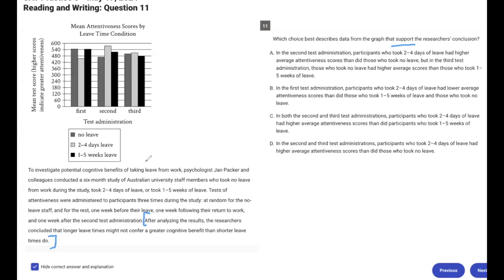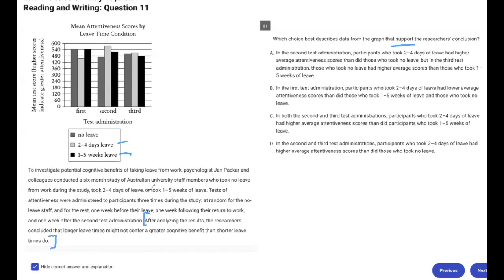So in other words, you wouldn't see a higher attentiveness score with the longer vacation group compared to the shorter vacation group. We're not talking about the people that had no vacation at all. We're only comparing these two groups here. And what the researchers have found is that despite what you might assume, the longer vacation group didn't have much, if any, cognitive benefit more compared to the shorter vacation group.